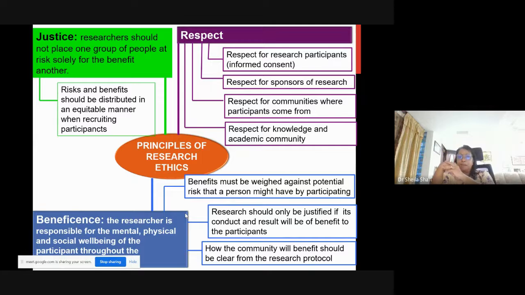You must respect the research participants, respect the sponsor of the research, respect the communities where the participants come from, and respect the knowledge and the academic community. So this one you can read on your own.